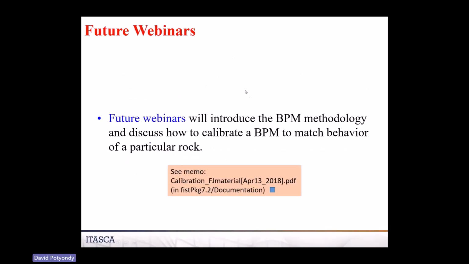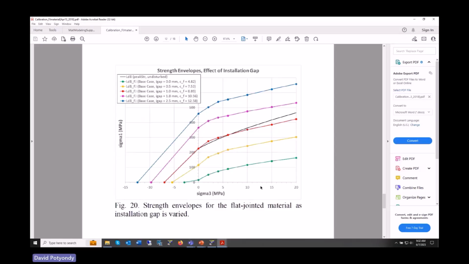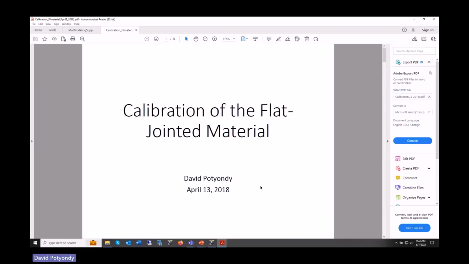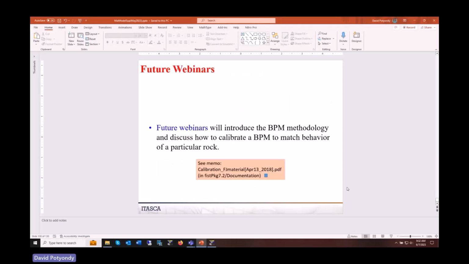Here's where I just wanted to point out there is this document in the FISPANC documentation that talks about calibrating flat jointed material. Yeah, there's the beginning of it. Calibrating a flat jointed material. Here's the steps to go through. Okay. Close all tabs. There we go. That's the introduction. That's the overview of the material modeling support package.